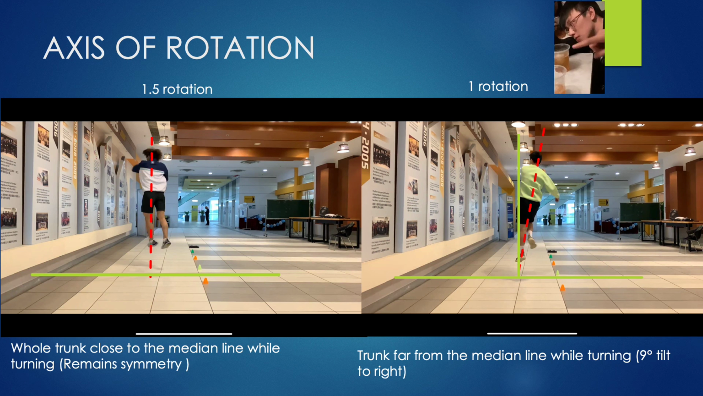On the left-hand side of the photo, we can see that Wayne's whole trunk is closer to the median line while turning, and he also remains symmetrical during the spin. On the contrary, Cash's trunk is farther from the median line while turning, and we measured that his trunk is tilted 9 degrees to the right. This leads to different outcomes, as Wayne can spin more than 360 degrees, which is around 1.5 revolutions, but Cash can only spin less than 316 degrees, which is around 1 revolution at a time.